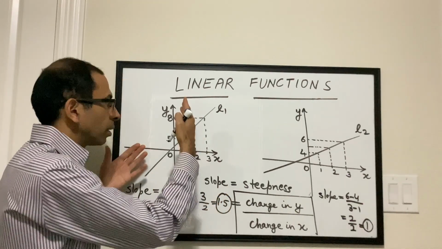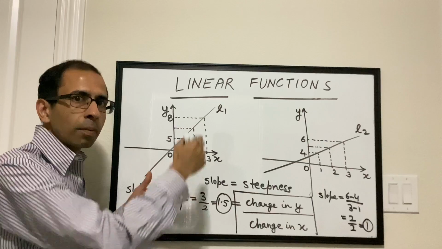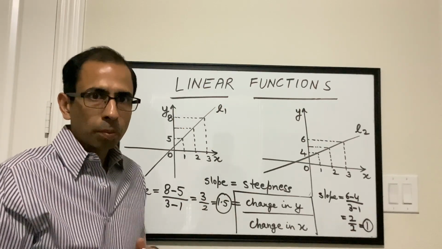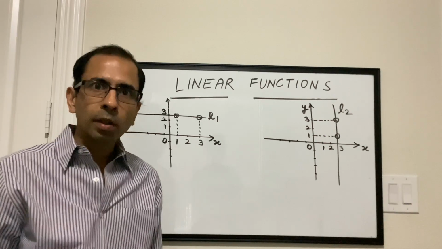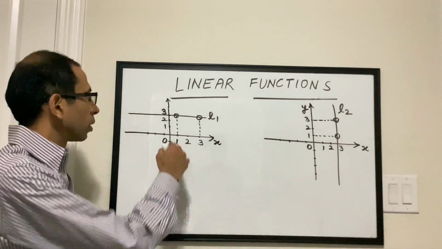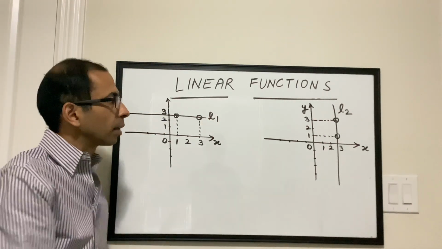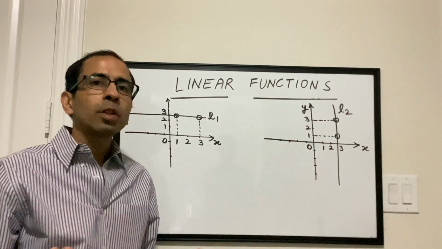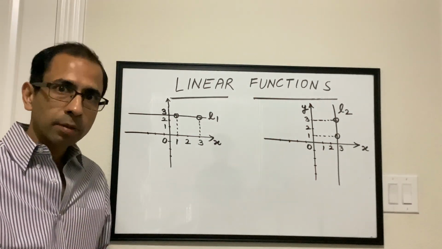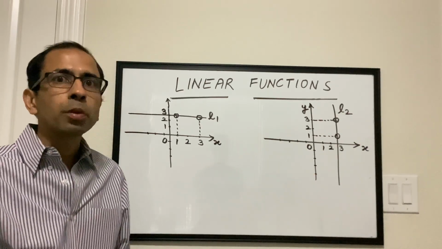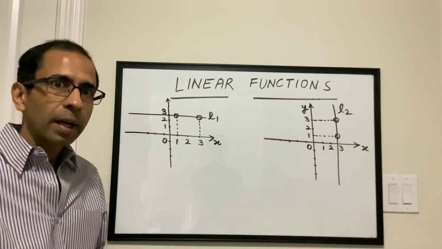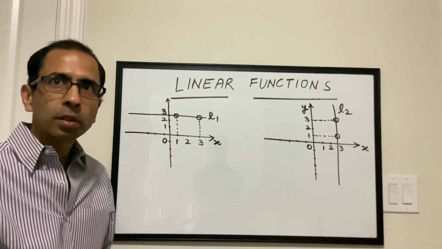The higher the steepness, the more the slope. The lower the steepness, the lower the slope. Okay, so let's take an example of two special cases. Let's say line 1 is a horizontal line and line 2 is a vertical line, and let's try to calculate the slope of these two lines as well. If you would like, maybe pause the video and try to do it on your own, and then later come back to the video and check.